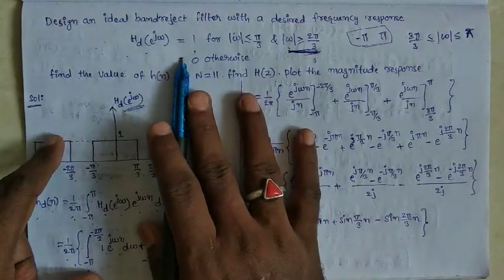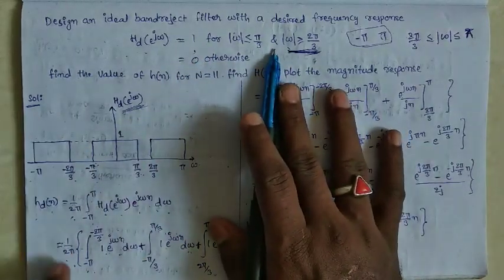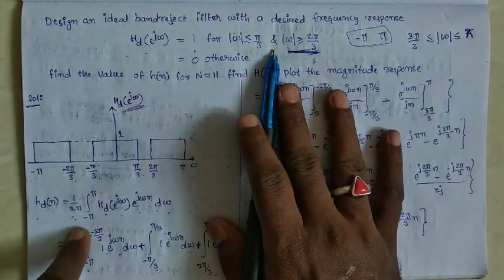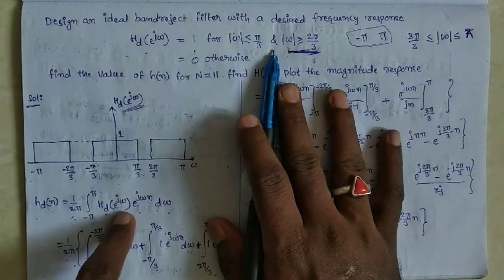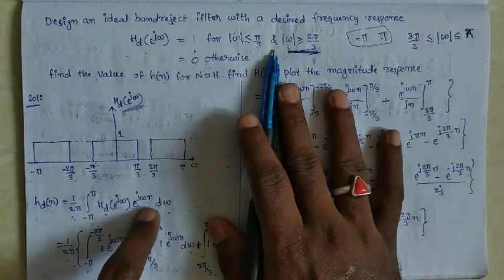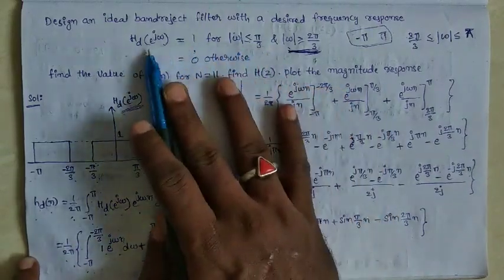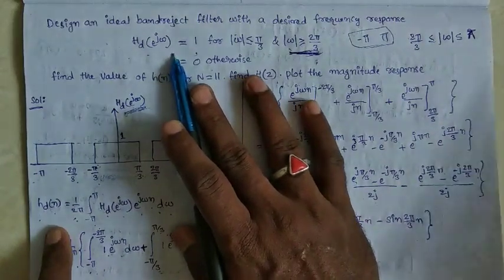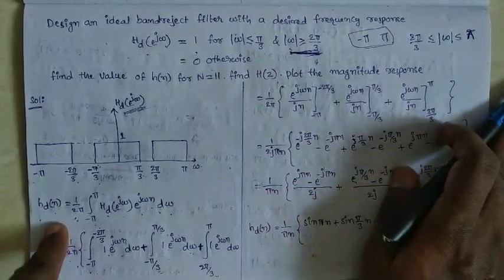HD of n is the Fourier series coefficient. How to calculate it? By using this formula: HD of n is equal to 1 by 2 pi integral from minus pi to pi of HD of e power j omega into e power j omega n d omega. First of all, before determining HD of n, we represent HD of e power j omega in graphical form.